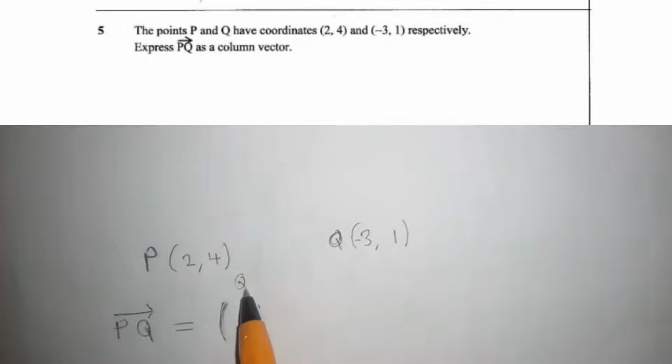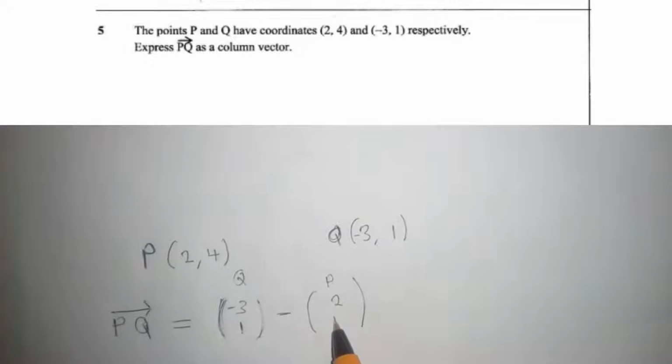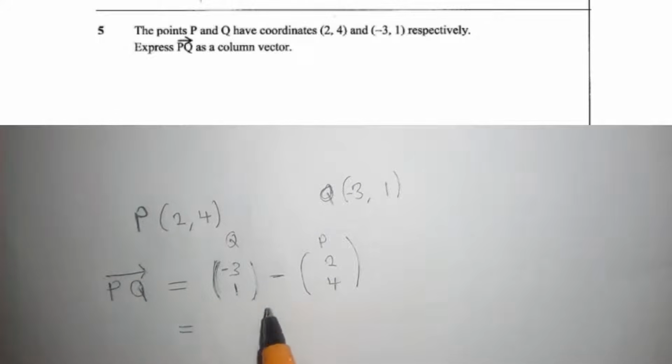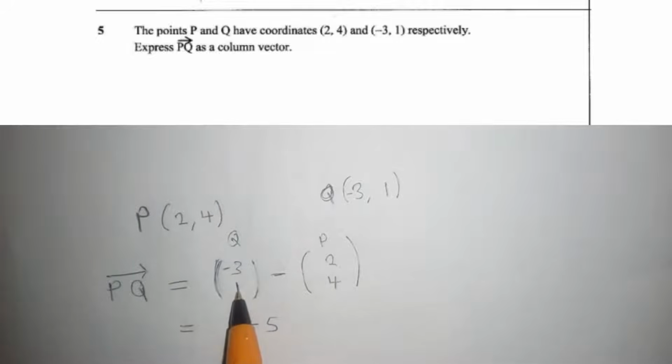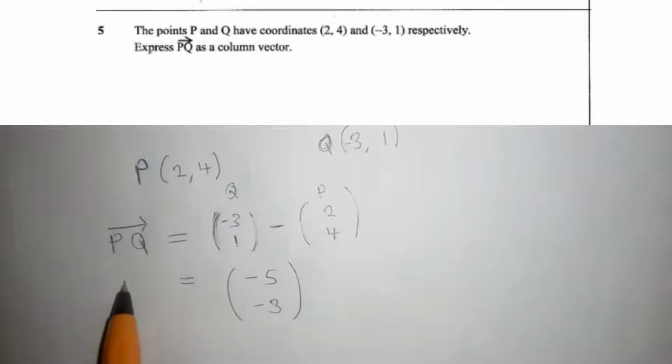So this is Q, okay? So you write negative 3, 1, that's Q, minus the P, which is here, which is 2, 4. So now you can solve here. Negative 3 minus 2 will be negative 5. 1 minus 4 will be negative 3. So this is the answer. We have found the vector PQ.